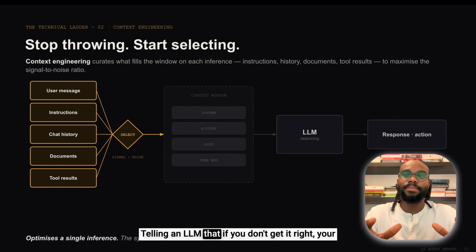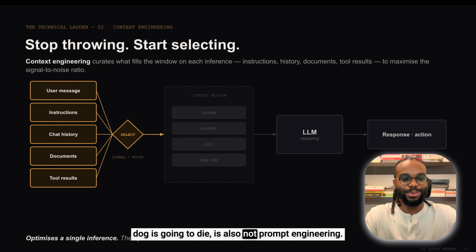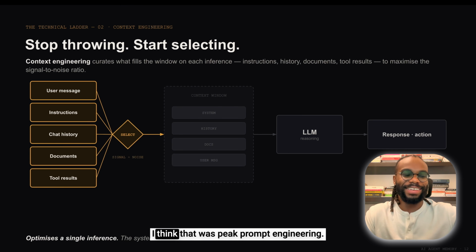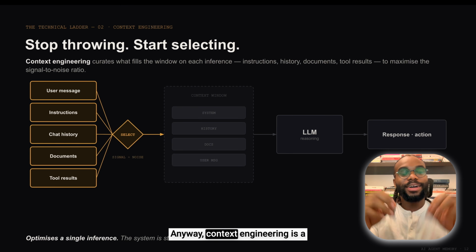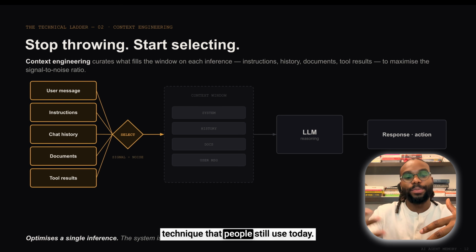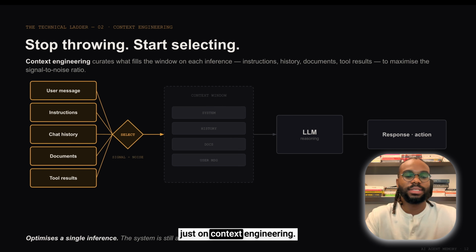Telling an LLM that if you don't get it right, your dog is going to die is also not prompt engineering. I think that was peak prompt engineering. Anyway, context engineering is a technique that people still use today. There's different techniques just on context engineering.